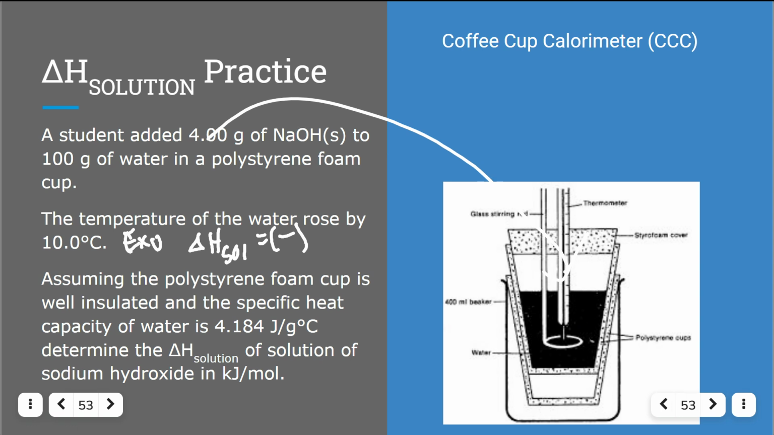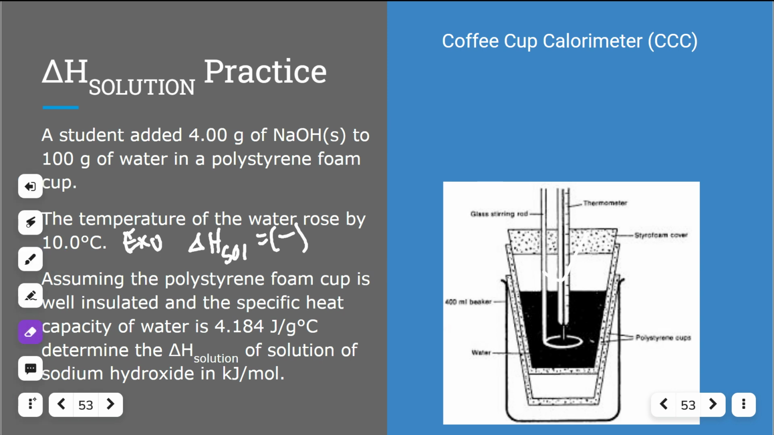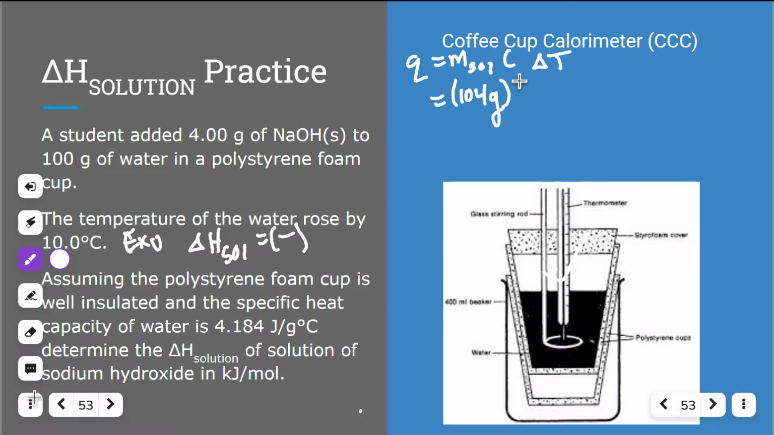Now, assuming that the cup is very well insulated and that water's heat capacity is 4.184, we can determine the enthalpy of the solution of sodium hydroxide in kilojoules per mole. We're going to use Q equals the m of the solution times the C of water times the delta T of water. That's going to involve 100 grams of water plus 4 grams of salt for a 104 gram solution to be multiplied by 4.184 joules per gram degrees Celsius for the heat capacity of water times 10.0 positive degrees of water as it gains temperature.